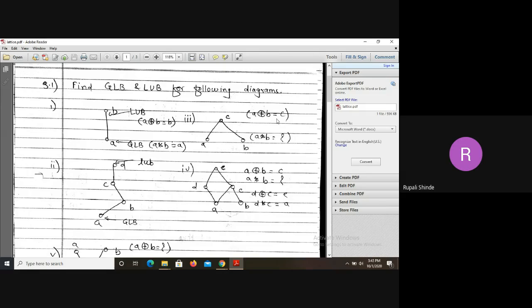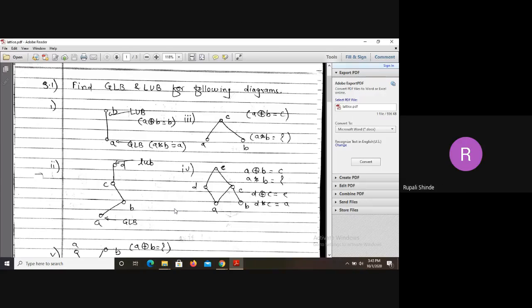So here we can say that this third diagram is not a lattice. Why? Because the greatest lower bound is missing here. Are you getting this? How to recognize whether a given diagram is a lattice or not?